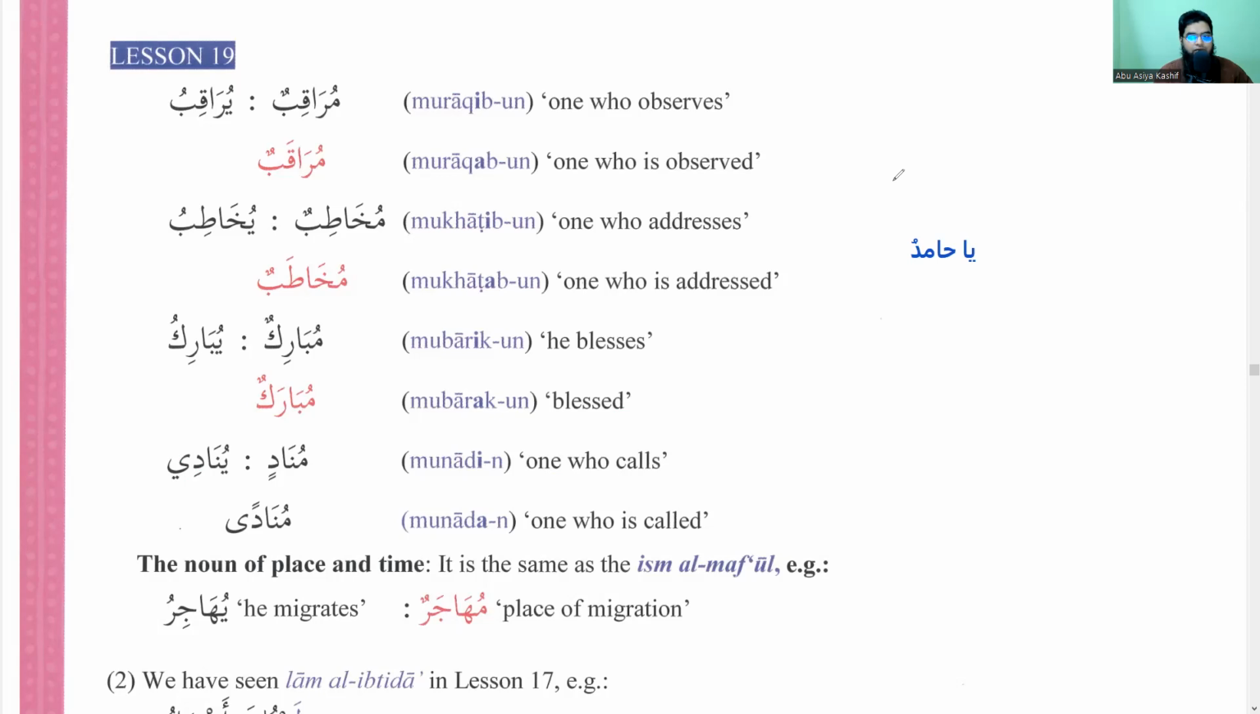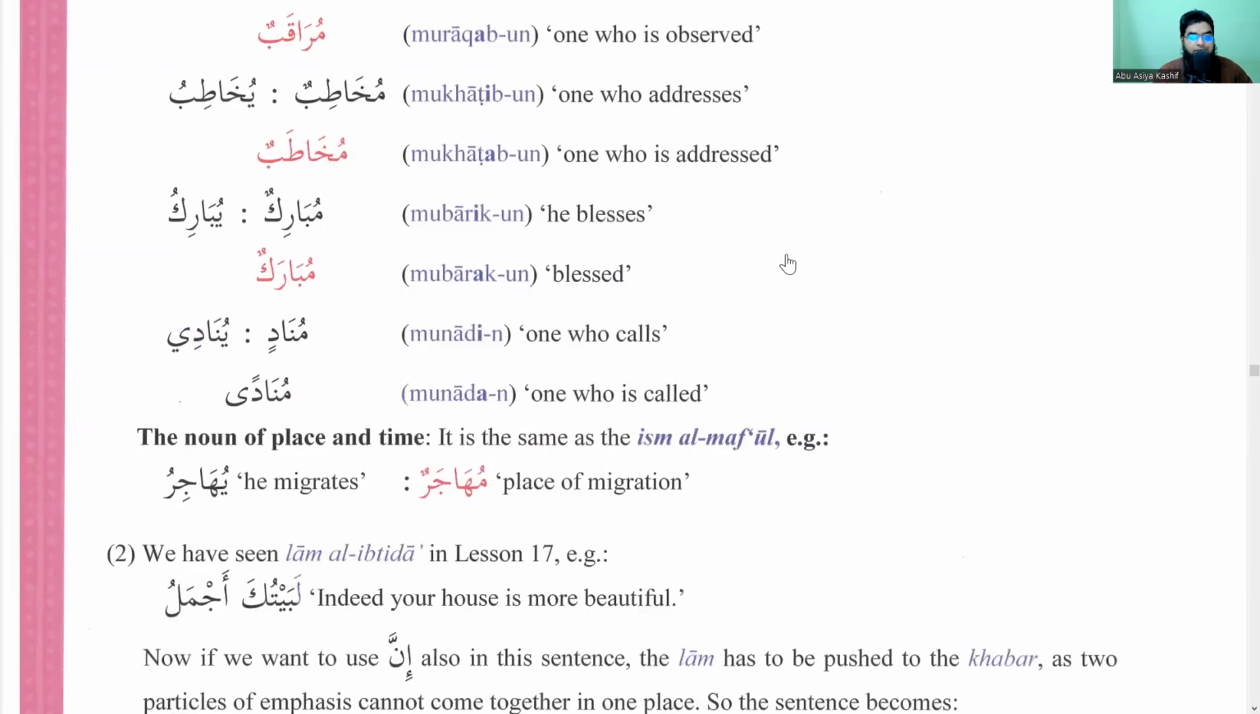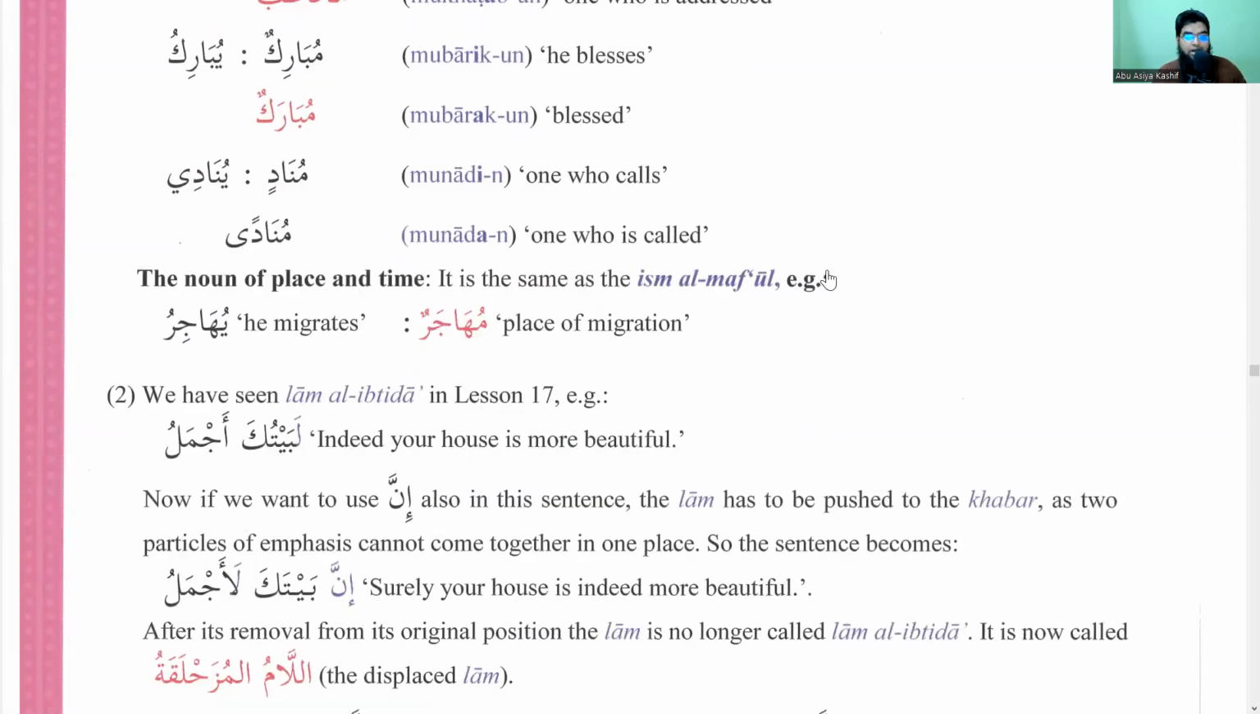So why does it take tanween? We say it is the munada. It is ma'rifa bil nida. It became ma'rifa because of ya. I mean, anyways, because of ya, it becomes ya Hamidu, ya Khalidu and all that. It's ma'rifa anyways, but it dropped the tanween, right? Ya Hamidu.